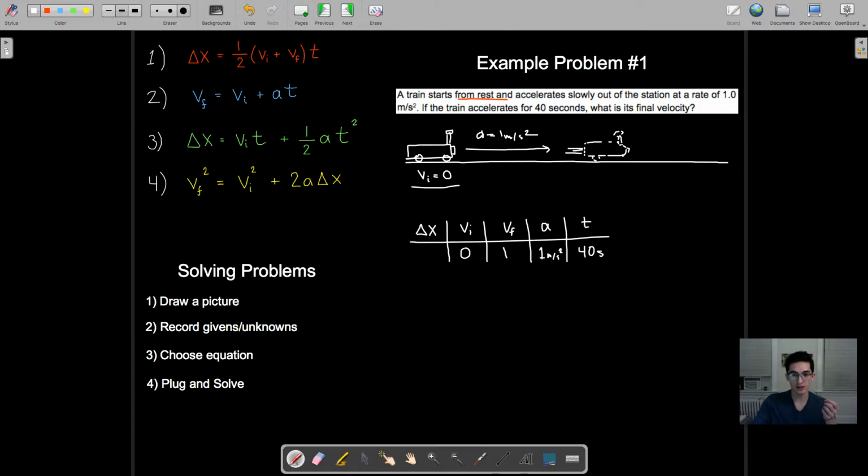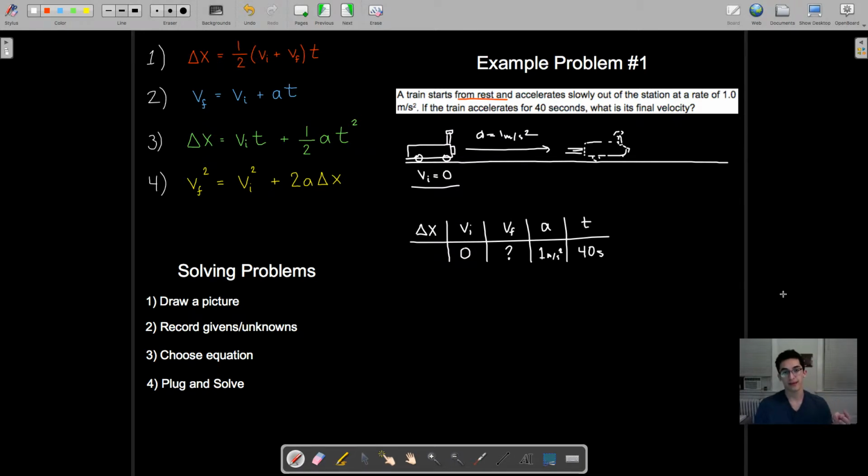So I'm just gonna write v final down here, okay? Because this is the variable that I'm solving for. If you want to, instead, you could just write a question mark here. Yeah, that's fine too. So we're looking for final velocity, and we were given initial velocity, acceleration, and time.